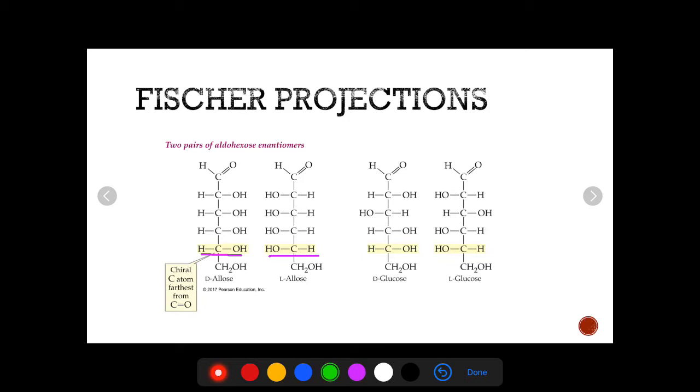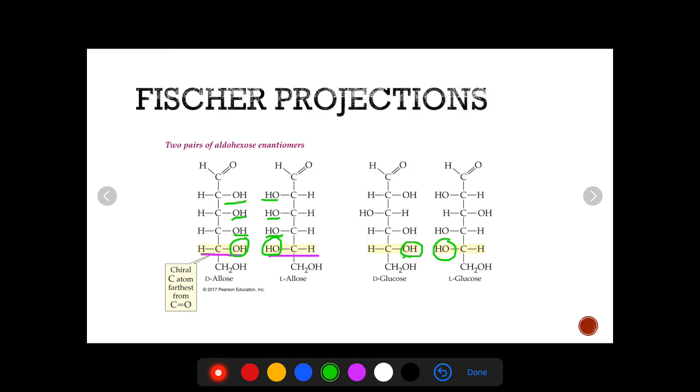So because OH is on the right side, it's going to be D. And over here, OH is on the left side, so it's going to be L. And then same thing over here, OH is on the right side, so it's going to be D. OH is on the left side, so it's going to be L. So you can see, they're mirror images of each other. So all the OHs are on the right side here. So in the L form, they're all on the left side here.